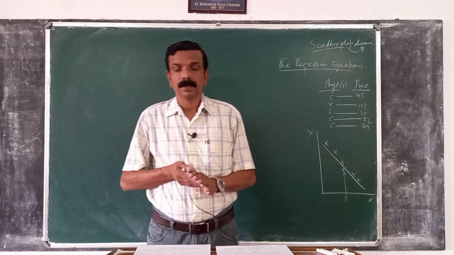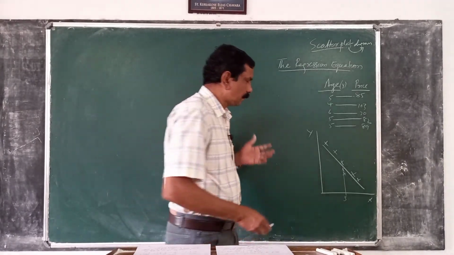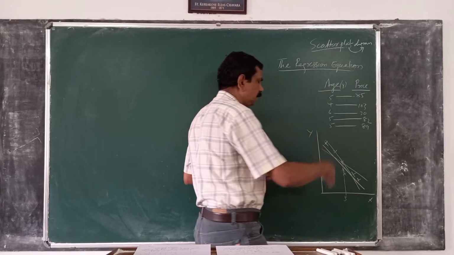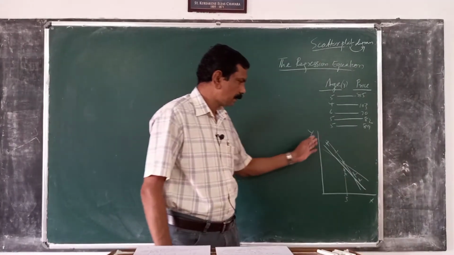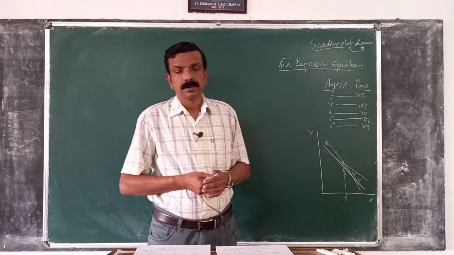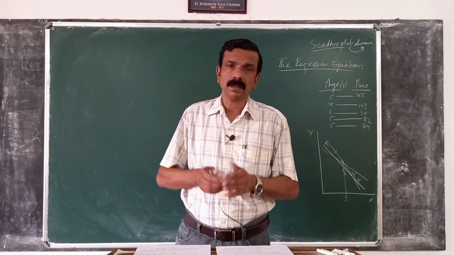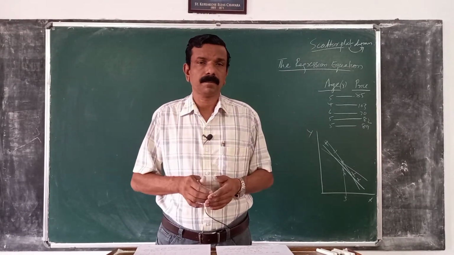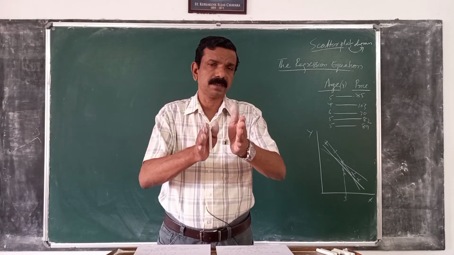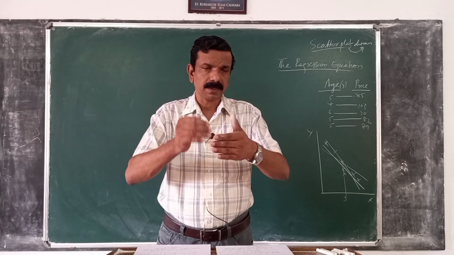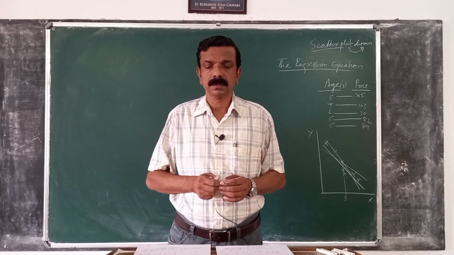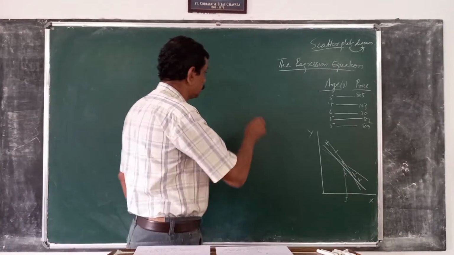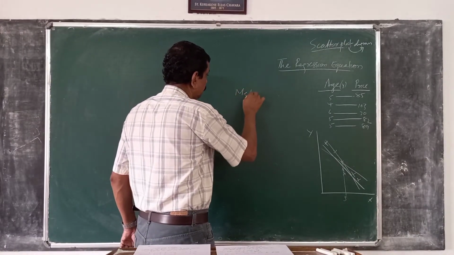And remember this, we can fix one line, another line, we can fix infinitely many lines to the scatter plots. So the question is, how to determine the best line? That is the line which fits best to the scatter plots. And the method for fitting the best line is known as the method of least squares.